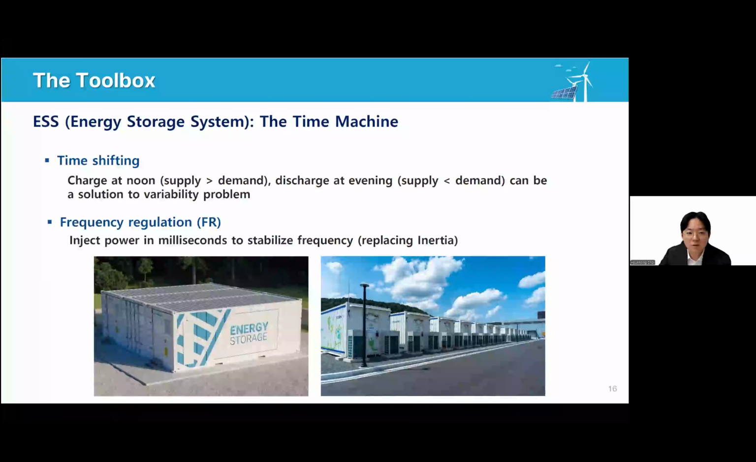Moreover, it can also perform frequency regulation, which means injecting power in milliseconds to stabilize the grid frequency, effectively replacing the inertia lost from traditional power plants.